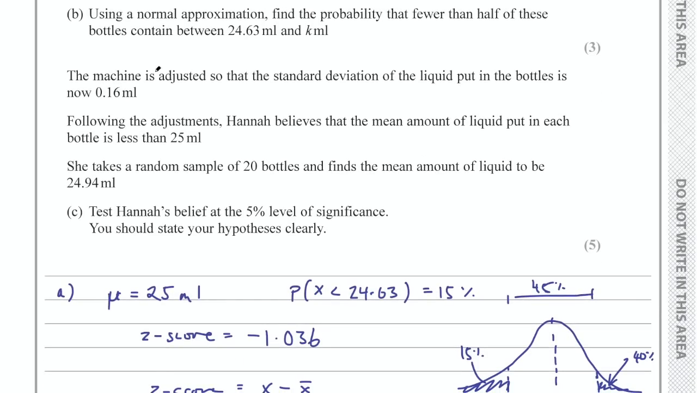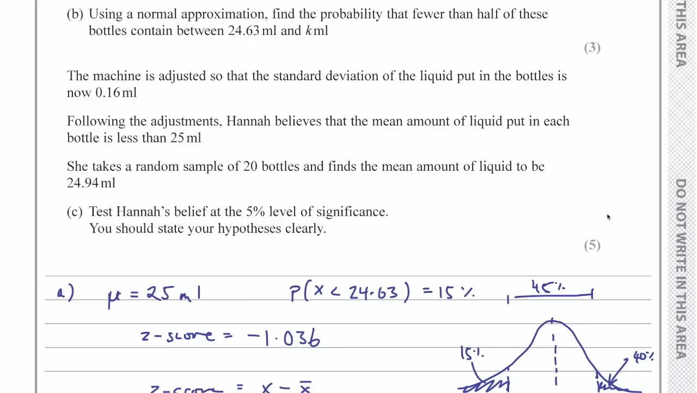Part C says the machine is adjusted so that the standard deviation of the liquid put in the bottles is now 0.16 milliliters. Following the adjustments, Hannah believes that the mean amount of liquid put in each bottle is less than 25 milliliters. She takes a random sample of 20 bottles and finds the mean amount of liquid to be 24.94 milliliters. Test Hannah's belief at the 5% level of significance. You should state your hypotheses clearly.